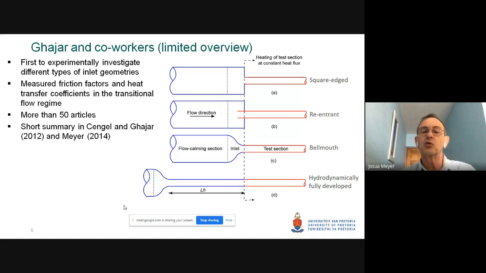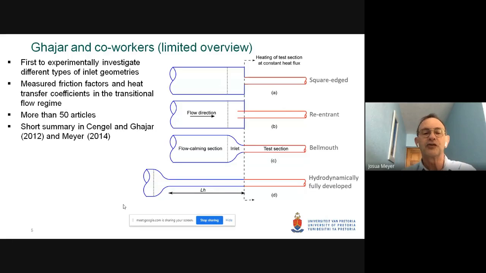The first one is called a square edge, where we've got a big calming section with a tube that is connected at 90 degrees to the calming section. And then the next one is what we call a re-entrant. In this case, it goes into the calming section with a distance of approximately 1 diameter. Of course, you can also have re-entrants with 2 diameters and 3 diameters, etc. We just did experiments with 1 diameter. And then we get the bell mouth, which is typically as we get in wind tunnels. And the result of that is going to be a huge delay in the transition.